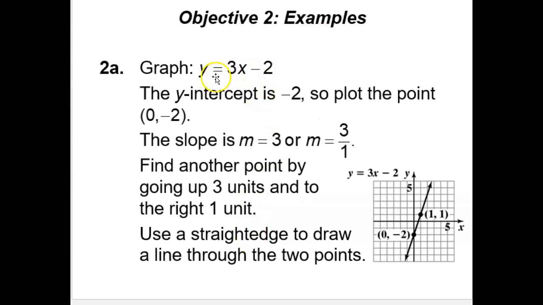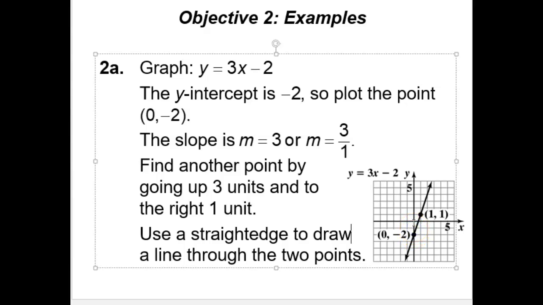So here's a second example, this time of y equals 3x minus 2. The y-intercept is negative 2, so we plot the point 0, negative 2. That's over here. The slope is 3 over 1, so from the point 0, negative 2, I go up 3, 1, 2, 3, and over 1, and that gets me to the point 1, 1.